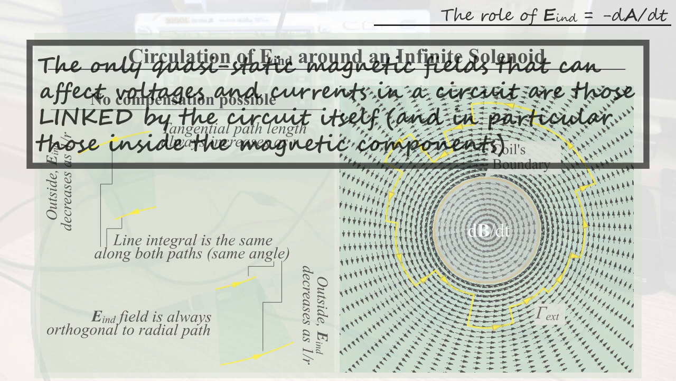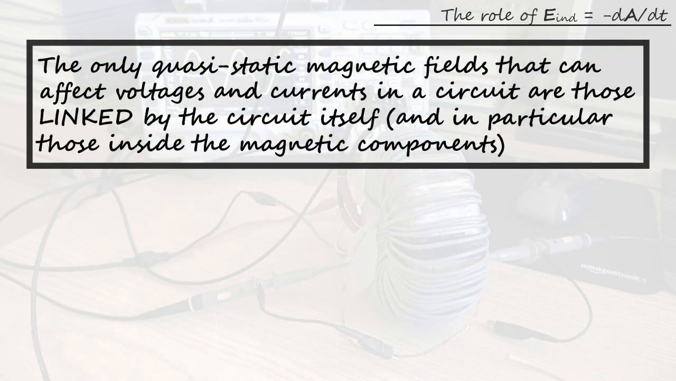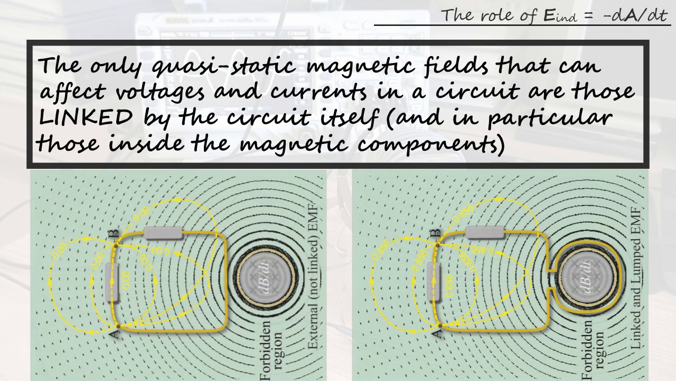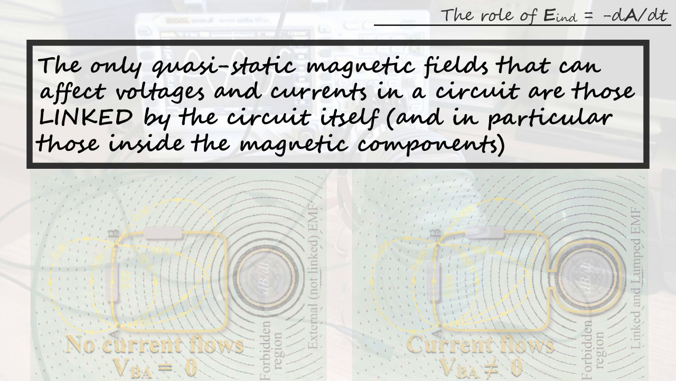but this is the reason why the only quasi-static magnetic fields that can affect voltages and currents in a circuit are those linked by the circuit itself, and in particular by its magnetic components, while those on the outside can be safely ignored as far as voltage and not scalar potential difference is our concern. Well, unless you get too close to a neutron star or to a magnetar and the induced electric field starts to strip electrons from all conductors.